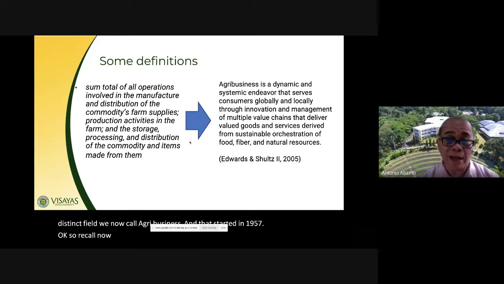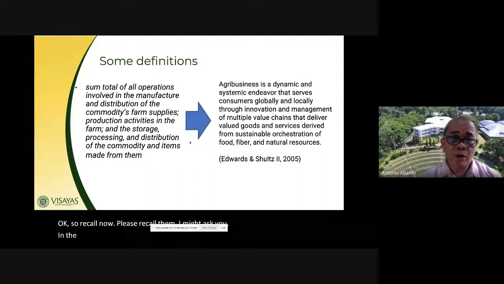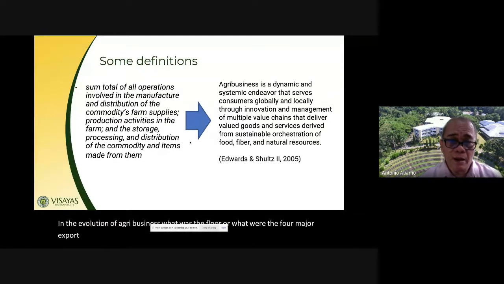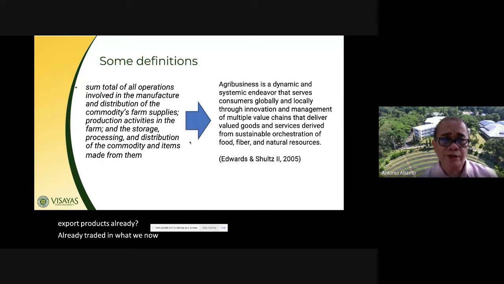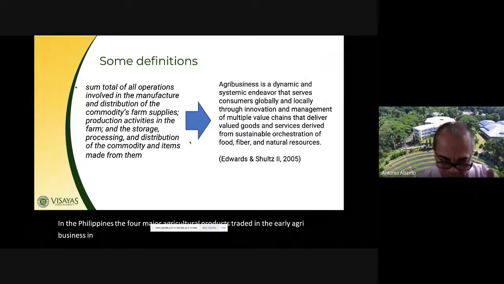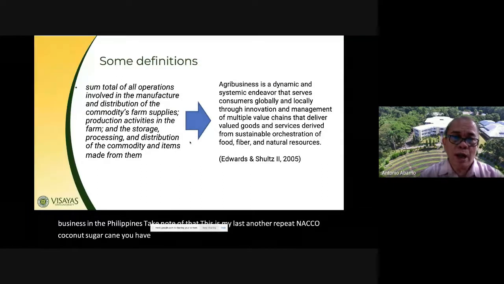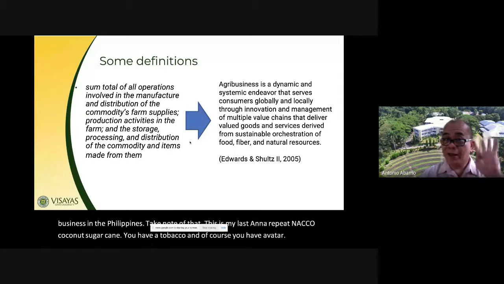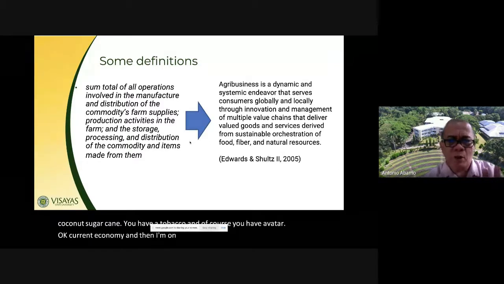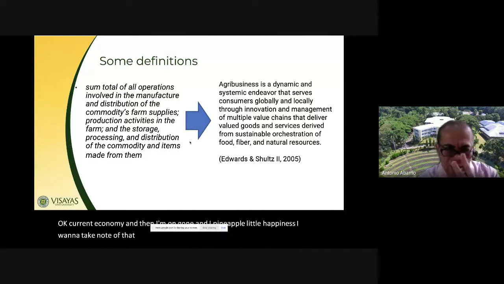So recall, no? Please recall them. I might ask you, in the evolution of agribusiness, what were the four major export products already traded in what we now call as agribusiness activity in the Philippines, no? Four major agricultural products traded in the early agribusiness in the Philippines. Take note of that. This is my last, repeat na ko, coconut, sugarcane, you have tobacco, and of course, you have abaca. Okay? Kana karon daghan naman, nanay mangga, nanay pineapple, etc. Wala pa na sa una. Take note of that four. Usaray na kung anda na wala. Kanang tulo, we are still trading in the global market.